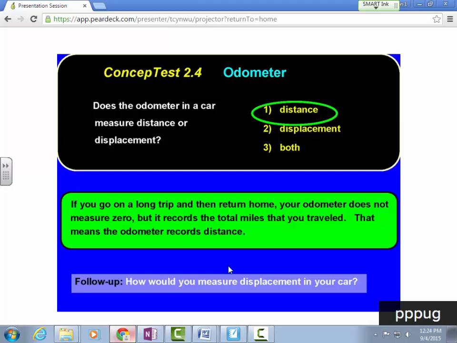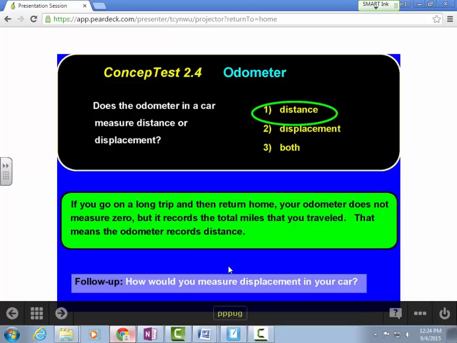As a side, what instrument in many new cars actually could measure displacement? Yes. GPS. GPS is correct. What on Google Maps would measure displacement? Yes. How? Anyone? I don't know if Google Maps has this capability. Yes. Meaning in the air. Correct. That would measure your displacement.